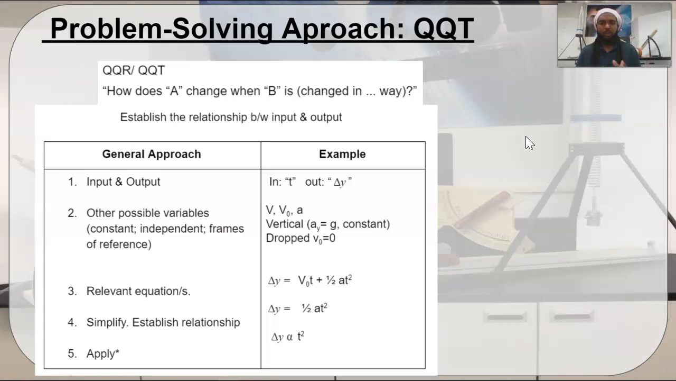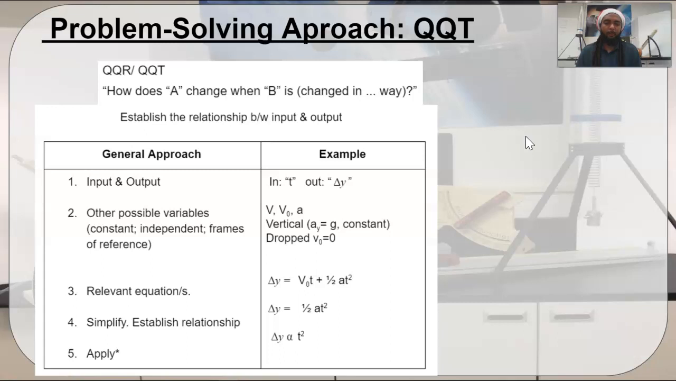relevant equation. Once we've identified the variables, we can find an equation that links the input to the output and includes only variables that meet our constraints. This is the relevant equation: v0 is 0, and so when we simplify it, it becomes delta y is equal to 1/2 a t squared. Establishing the relationship, step 4.